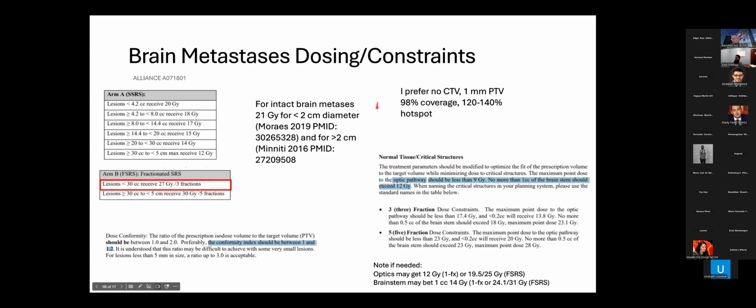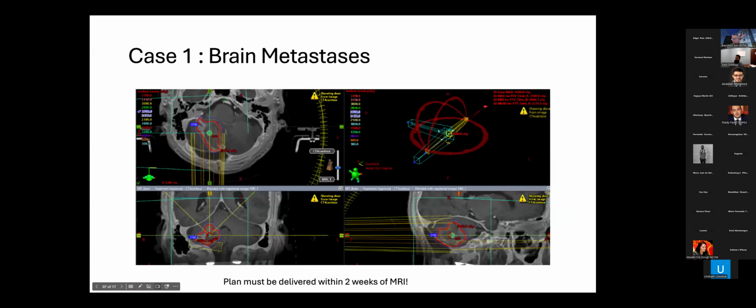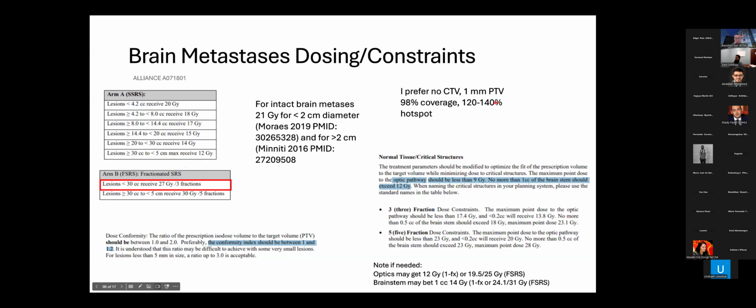In terms of coverage, I prefer 98% coverage with 120 to 140% hotspot. In the cavity radiosurgery case, we usually don't really care about the hotspot too much because that will be in the middle of fluid. But generally speaking, we have 120 to 140% hotspot for LINAC-based approaches. Obviously, for a gamma knife-based approach, that will be a little bit higher.